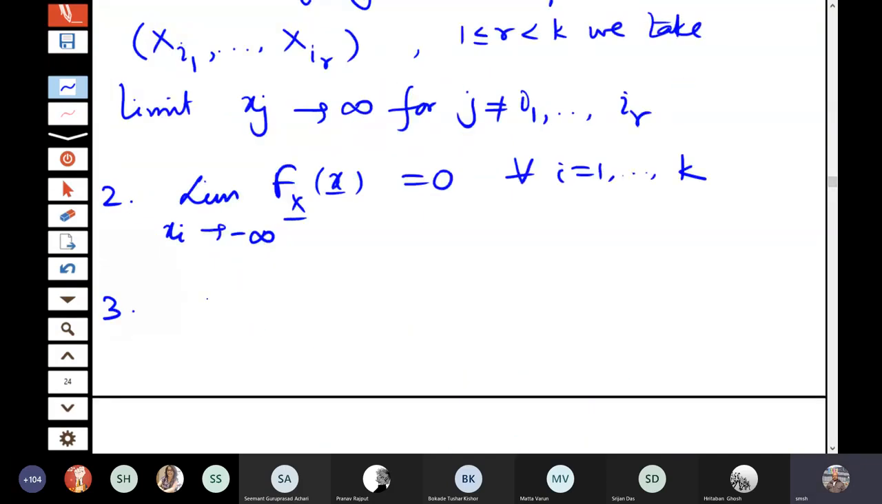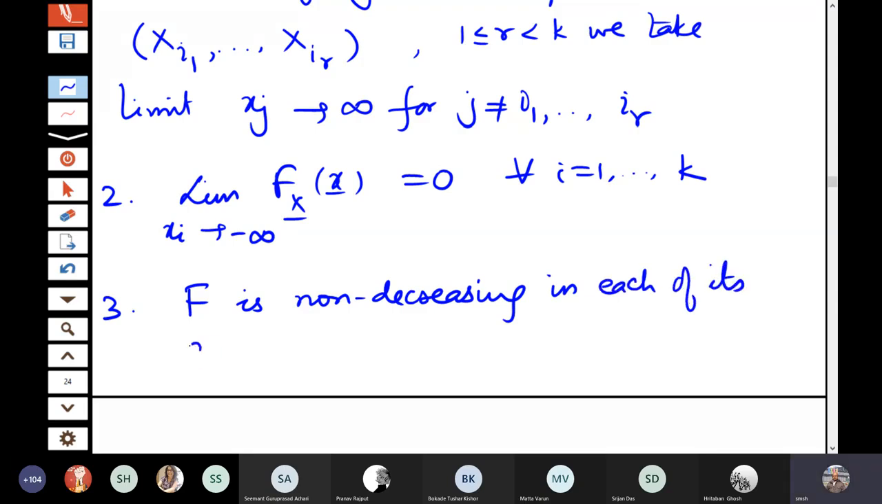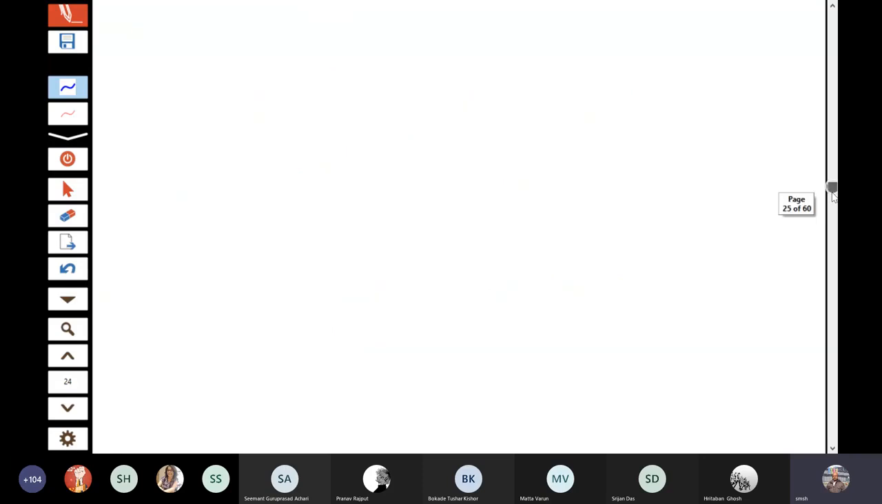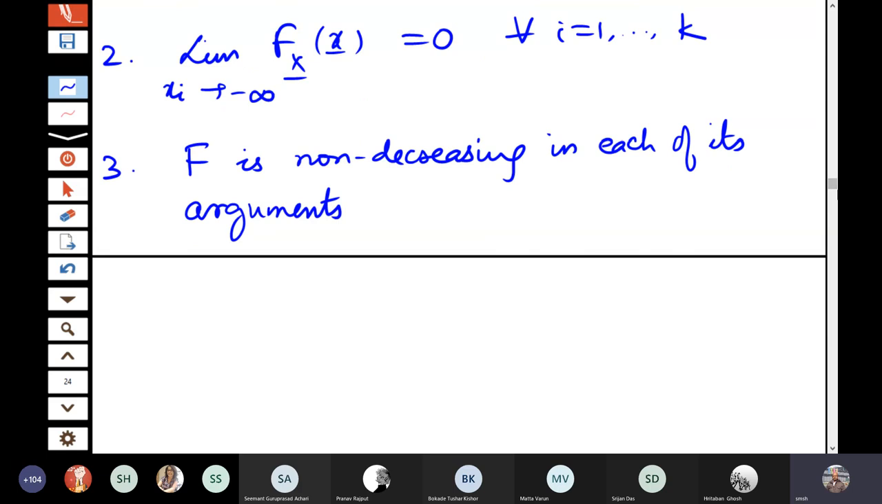Then the third property is that F is non-decreasing in each of its arguments. That means if I keep, say, x2, x3, xk fixed and I increase x1, then F will increase, and so on. So for every argument, it will become a non-decreasing function.